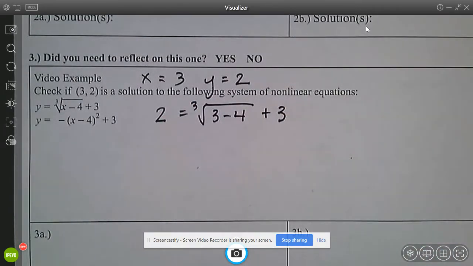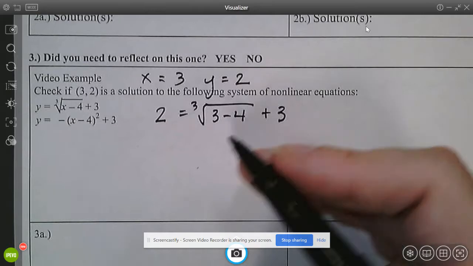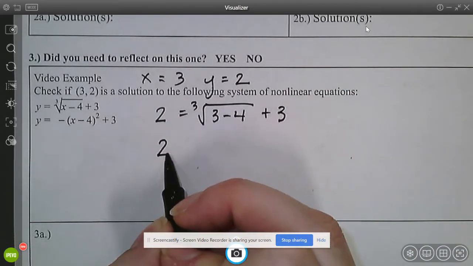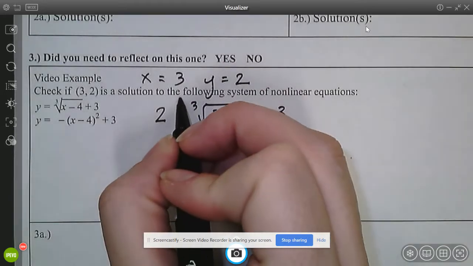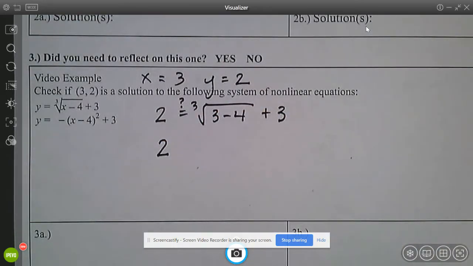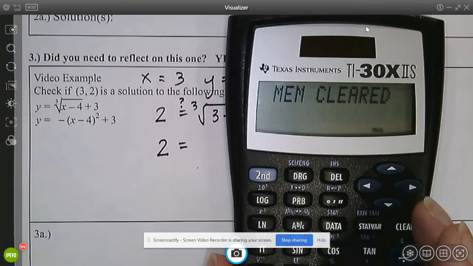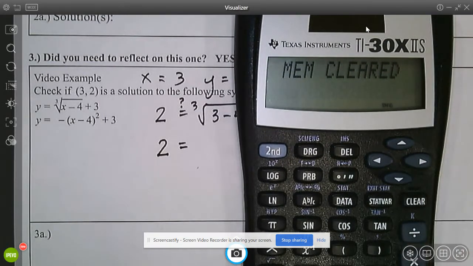So in mathematics, when we go from one line to the next, that shows we've simplified. Well, there's nothing to simplify on the left, so we're just going to rewrite our 2. This is really a question. Are these equal to each other? And then I'm going to put this in the calculator. So this is the part where you may have screwed it up. I don't know, it just depends.